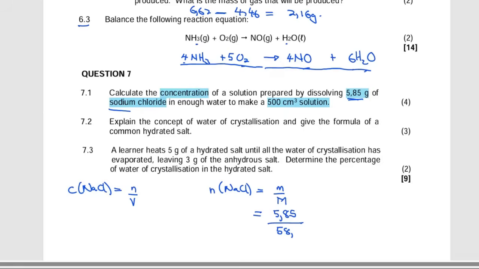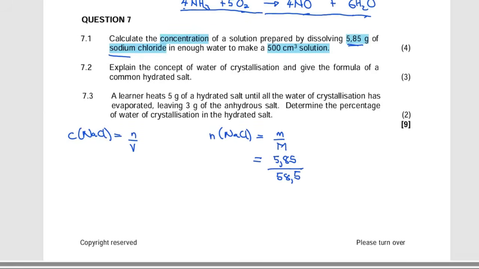58,5 there, right? Then if I do my math according to my calculator, it gives me a value of what? 5,85 divided by 58,5. I'm getting a value of 0,1. So remember, these are the moles, right? So I'm going to get that value. Then now I can take those moles and substitute them into this equation here.